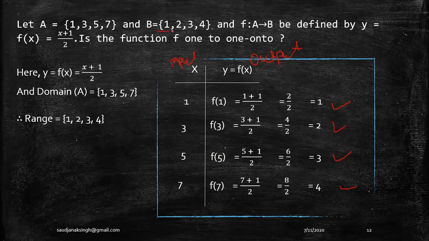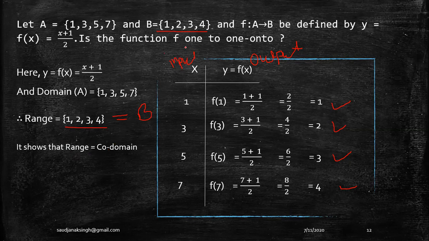Then what is the codomain? The codomain is also 1, 2, 3, 4. It shows that the range is equal to the codomain, which is B. Now it is clear that it is an onto function.